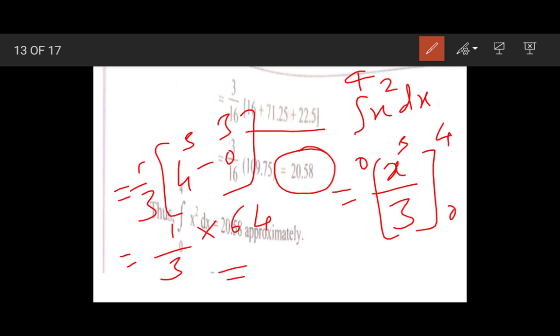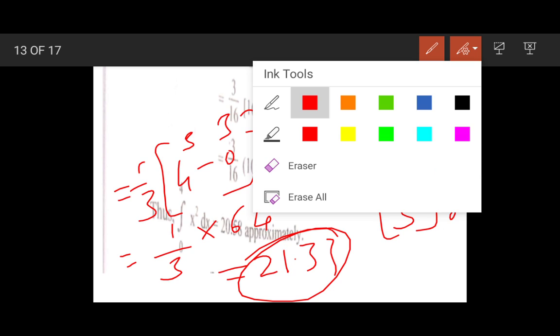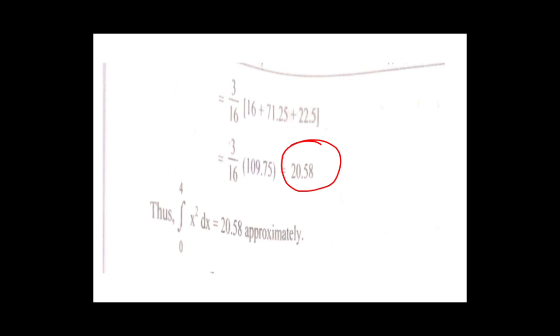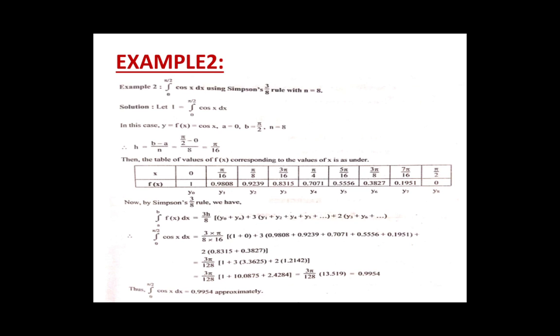So that is equal to 21 point something 33. Okay, so this is approximately the same. So by numerical integration we are getting the approximate value, not the exact value. We are getting some approximate idea. Okay, so let's see the second example.